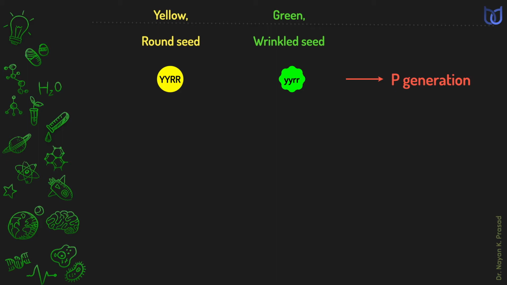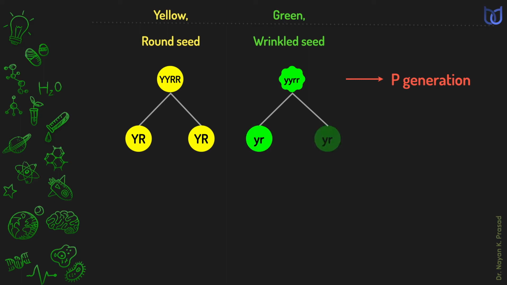Now, during gamete formation, when the homologous chromosomes are separated, the factors are also separated. Thus, each gamete receives one capital Y and one capital R. Similarly, on the other side, each gamete receives one small y and one small r. These are the parental gametes or P gametes.